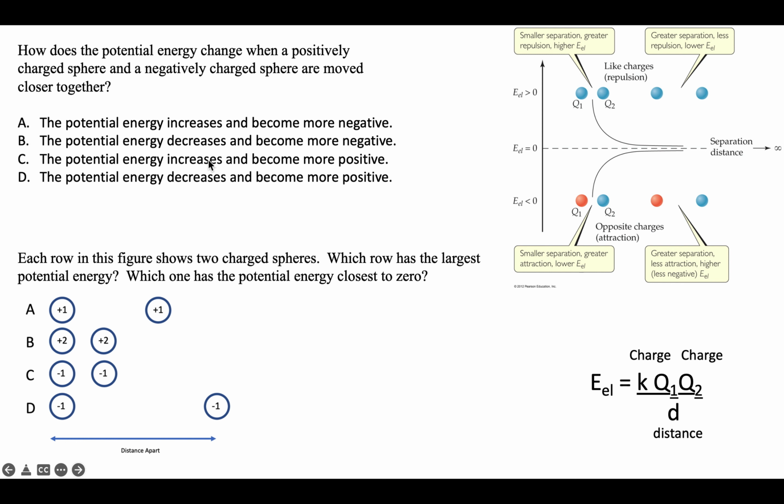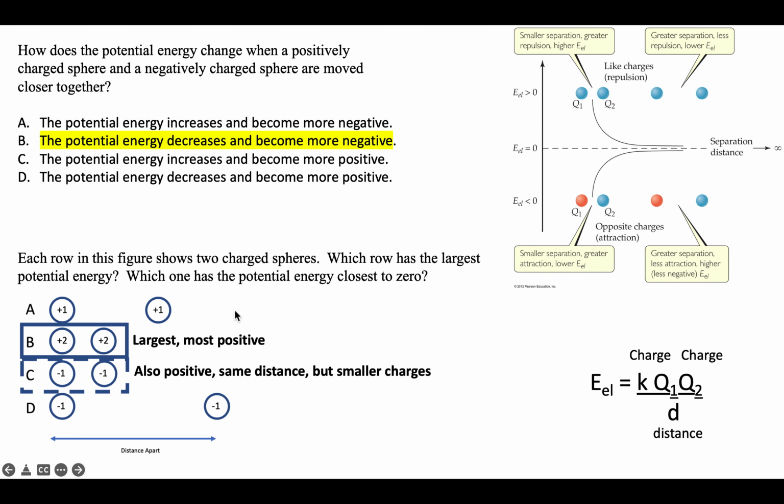So as I read each of these: how does the potential energy change when you have a positive and a negatively charged sphere and they're moved closer together? I think the potential energy is becoming more and more negative. It's getting to be a smaller and smaller value. The second question, same kind of thing. It's showing us a representation of the charged spheres at different distances. I see the signs can be different and also the magnitude of the charge can be different.